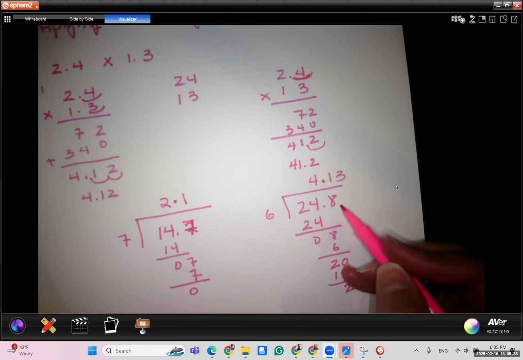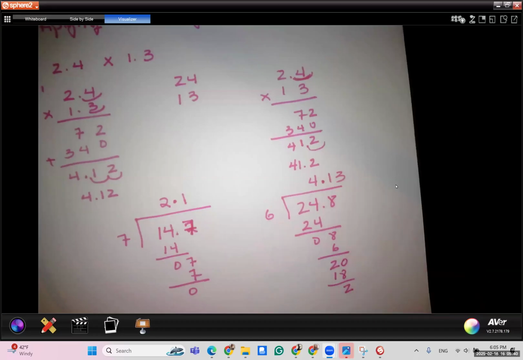So 24.8 divided by 6 is 4.133 or 4 and 133 hundredths. Okay, a lot of people just read it as 4.13, which is fine as far as quick reading, but mathematically it's 4 and 133 hundredths. Okay.